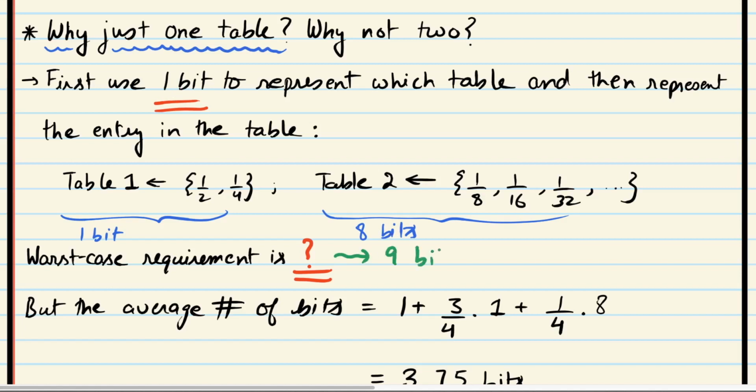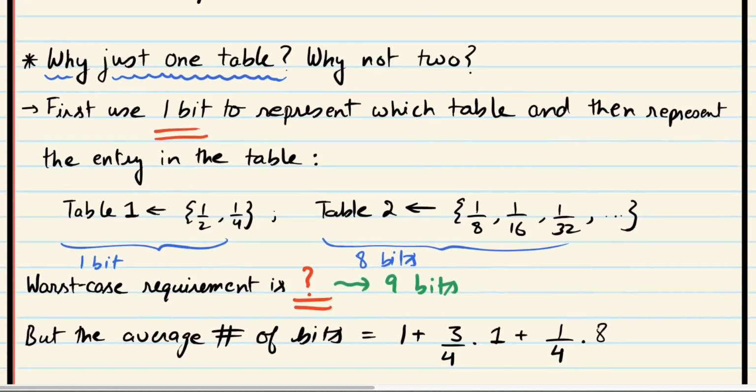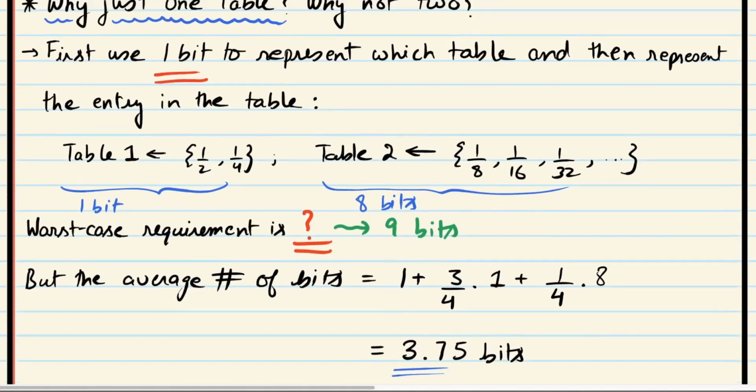9 bits. Okay, so each symbol gets represented by which table the symbol is in and what's the entry number in that table. So that will take 9 bits for all the symbols in this table too. But it only takes 2 bits to represent symbols in table 1. It has just 2 symbols here. So what's the average number of bits that is used?